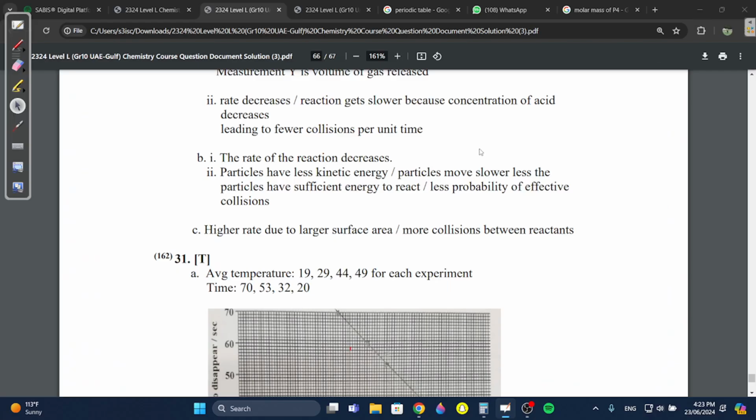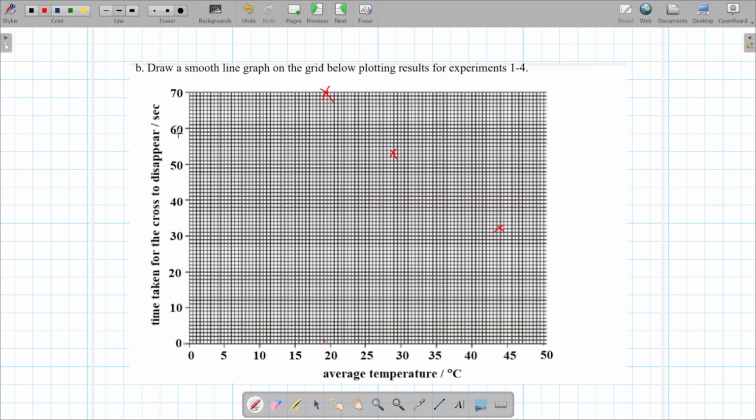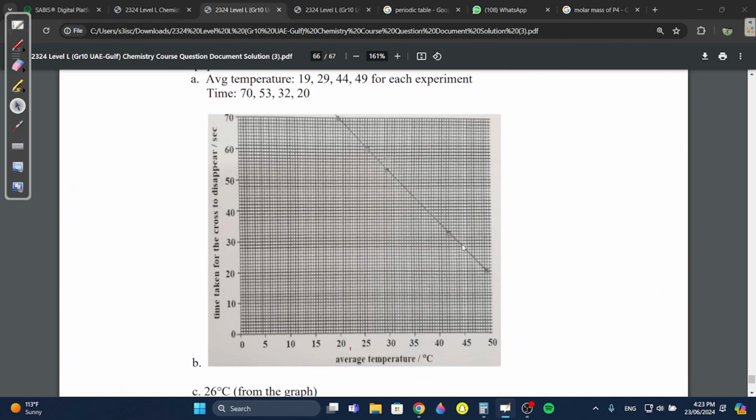Okay, and then 49, 20. Okay, this should be easy. This one, 49 over here, 20 over here. Remember to put an X for every point, okay? Then I think you just connect. They just drew it. Okay, yeah, you just connect them.